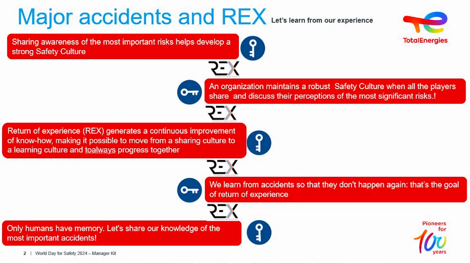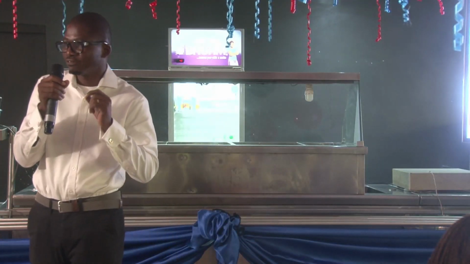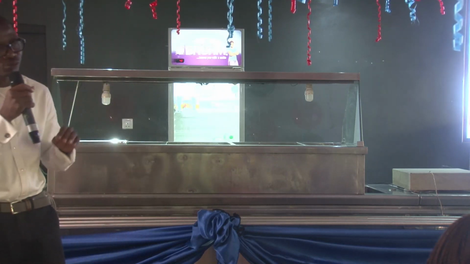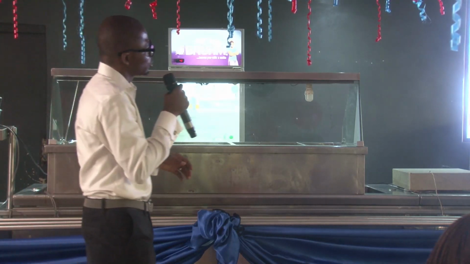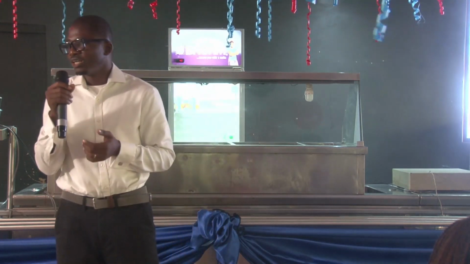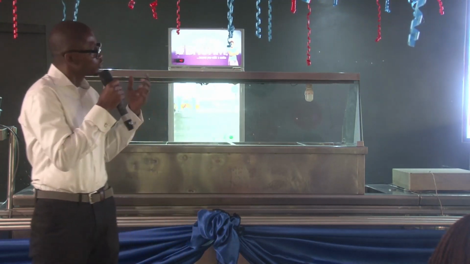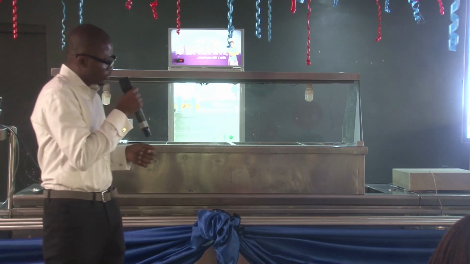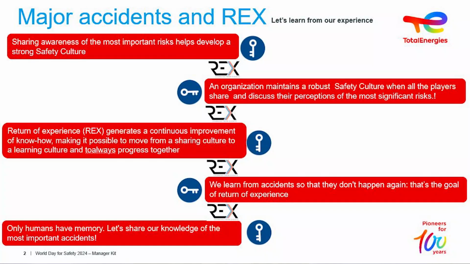So yes, we will always have risks at different levels, some acceptable, some not acceptable. But how do we know these important ones? How do we know where to concentrate our resources? We need to come together to discuss that. An organization maintains a robust safety culture when all the players share and discuss their perception of the most significant risk, which is linked to the first one.